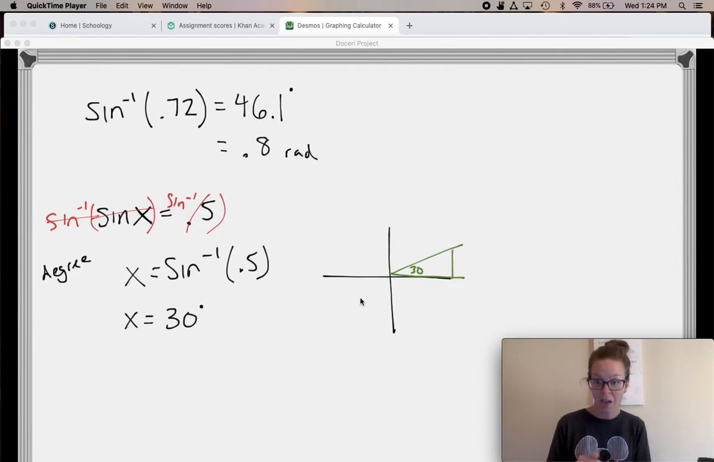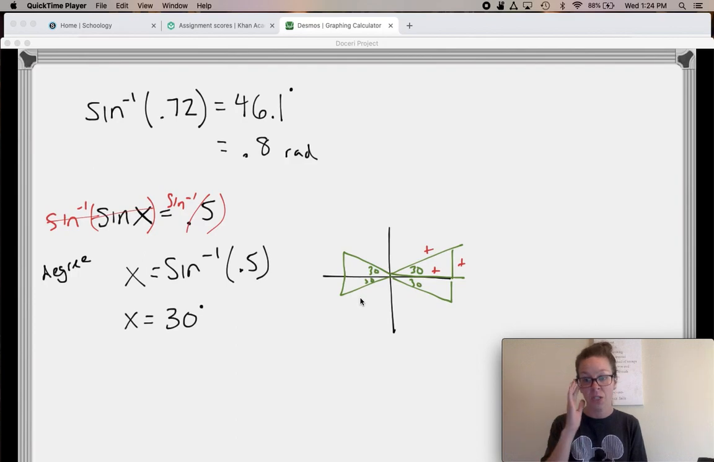There are other triangles. There are actually 4 triangles that we could draw that might work out for us. And so we could draw one in each quadrant, and those all have 30-degree angles. So they would all have the same opposite and hypotenuse. However, pluses and minuses might be different. So in the first quadrant, everything's positive.